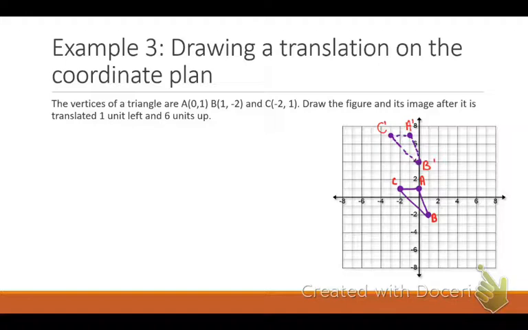So all you do, we call them corresponding points. You can probably assume what that means. Corresponding means it's going to be the same point on the figure. So if you don't know what the translation is and they're asking you, you would just count. How many did you go up and over, which way? And you would say left 1, up 6.